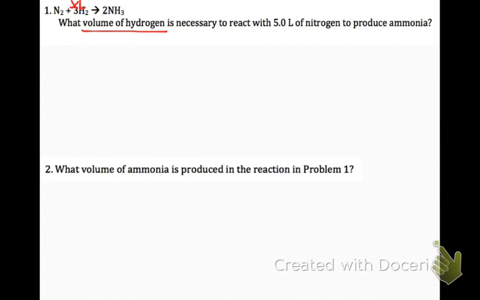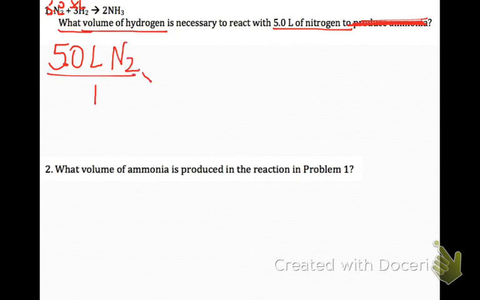So what volume of hydrogen is necessary to react with 5.0 liters of nitrogen to produce ammonia? If I had some more space here, I'd write 5.0 above it. That to produce ammonia, we don't need that quite yet. I know I'm focusing on what volume of hydrogen, so I want to figure out how much hydrogen I need. So I'm going to start with the number that they give me, 5.0 liters of N2, and I'm going to set that over 1.